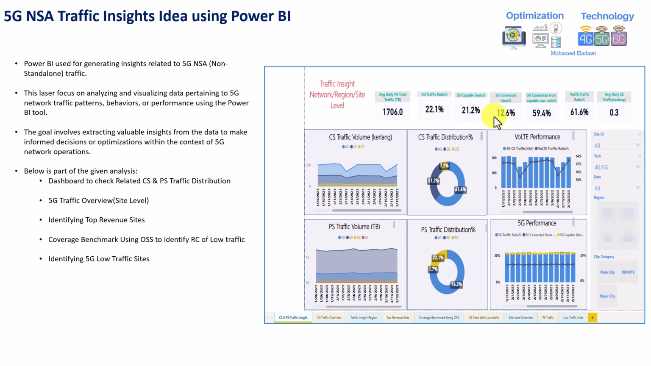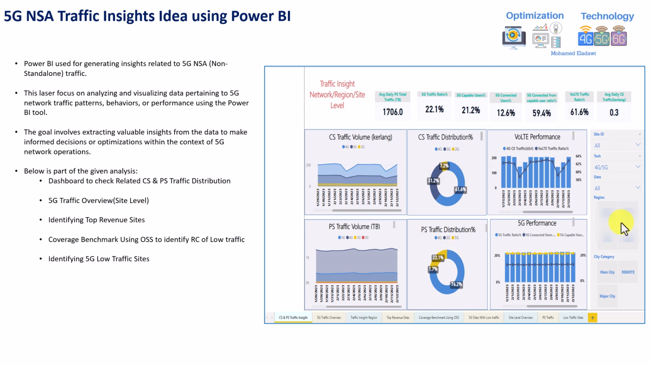And here also it is giving us a percentage that we have 21.2 capable 5G devices, but we have only 12.6 as connected users. So this reflects that there is a gap of around 8% that you need to look into. For example, you can use a metric to identify sites with high capable devices but very low connected users. So this reflects that you might have some issues on the sites from the previous actions.